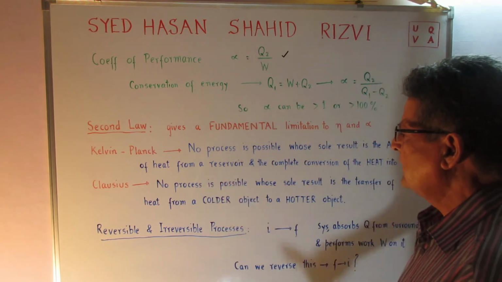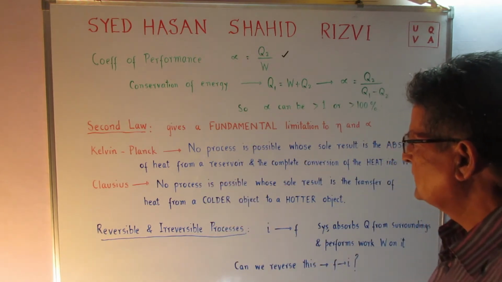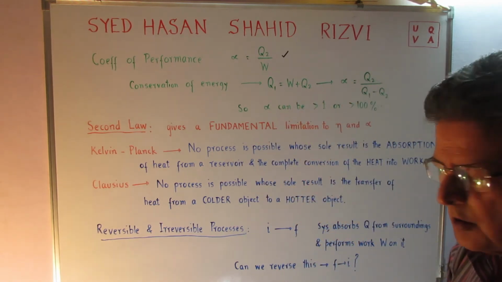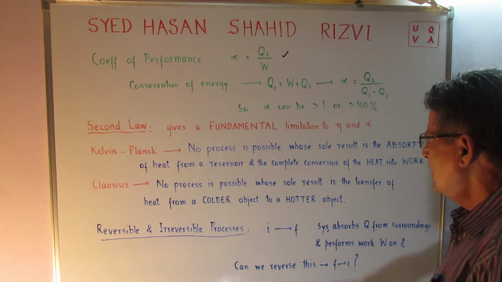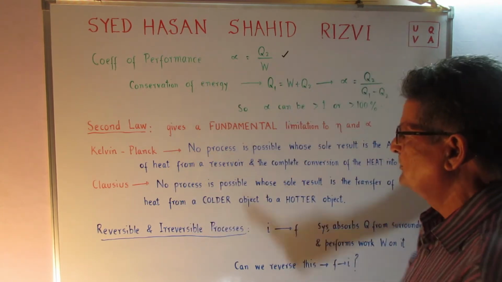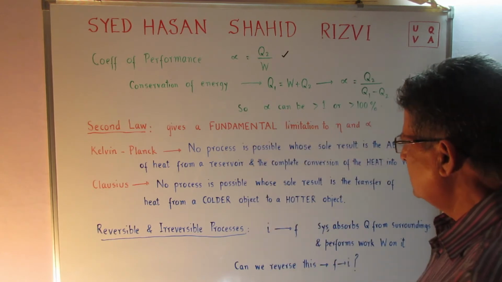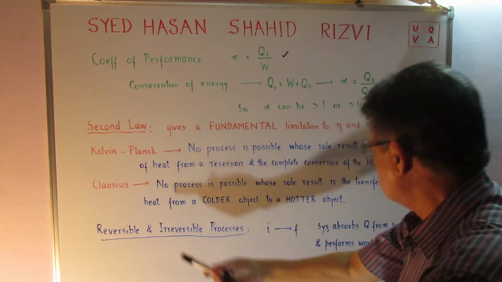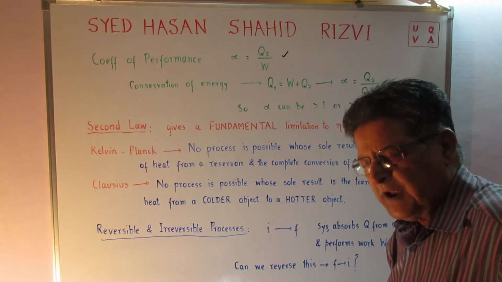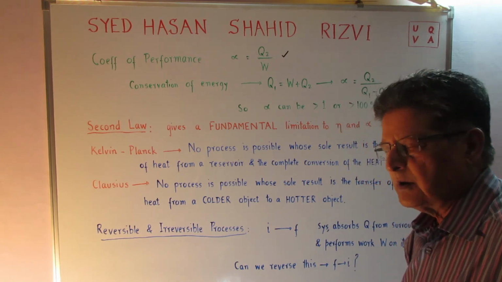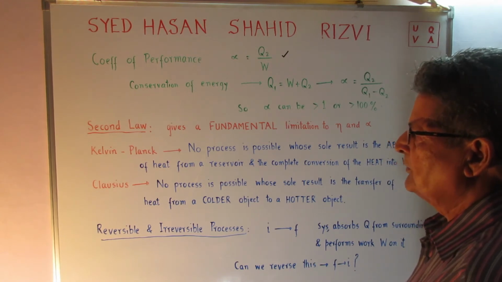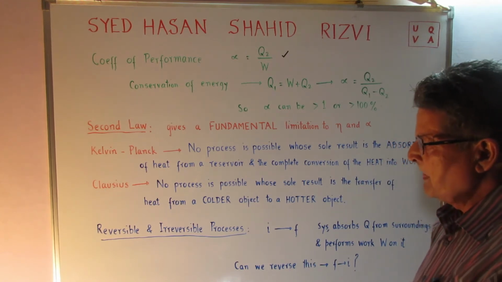So Kelvin-Planck said that no process is possible whose sole result is the absorption of heat from a reservoir and complete conversion of the heat into work. So complete conversion of heat into work is ruled out by the Kelvin-Planck statement of the second law of thermodynamics.